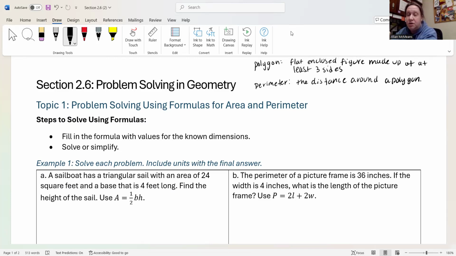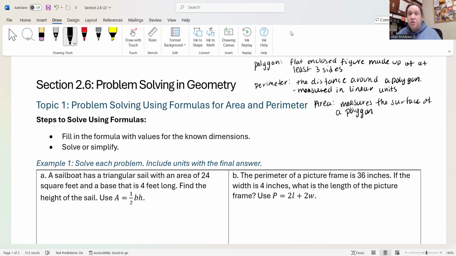So if you're going to measure the distance around something and you're measuring it in inches, your final answer is just going to be inches. You're just taking all of the inches for each side and adding them up. So measured in linear units. Now, area, on the other hand, measures the surface of a figure. So measures the surface of a polygon.